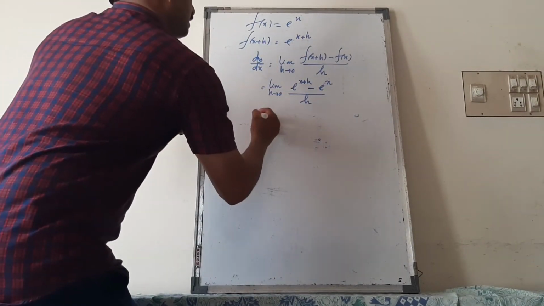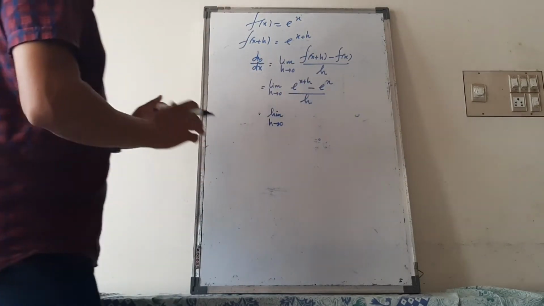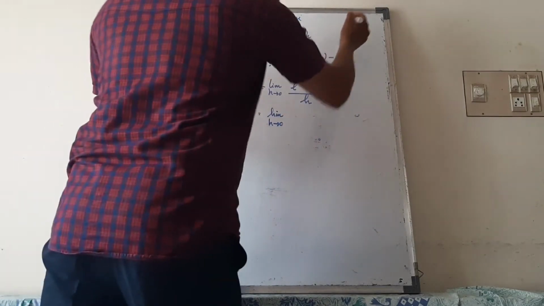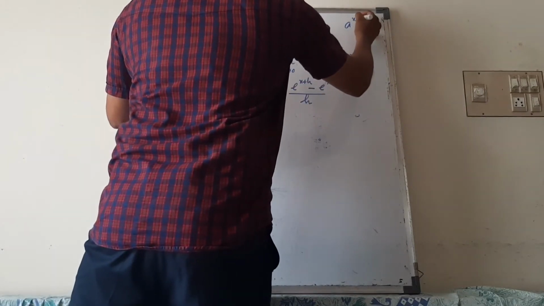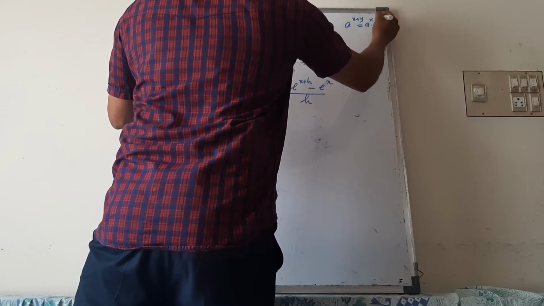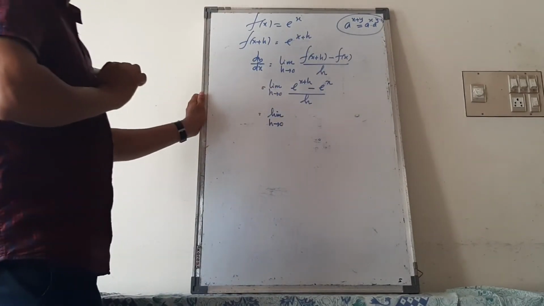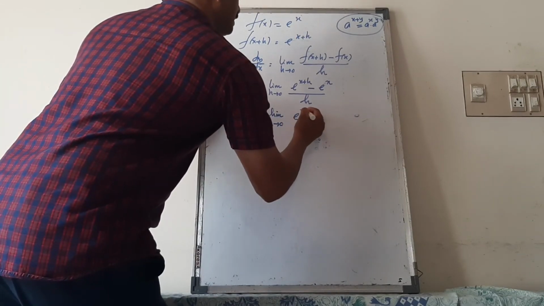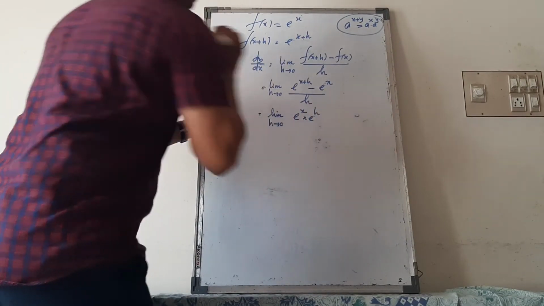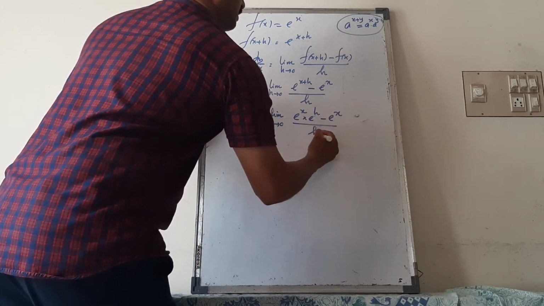So here, limit h tends to 0, e raised to x plus h, we split into two forms. Using the result a raised to x plus y is equal to a raised to x into a raised to y, we get e raised to x plus h is equal to e raised to x into e raised to h, minus e raised to x, the whole divided by h.